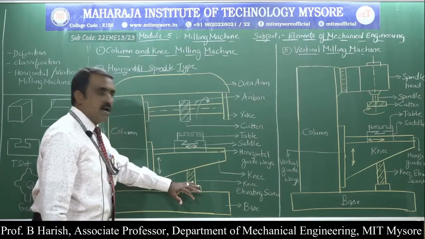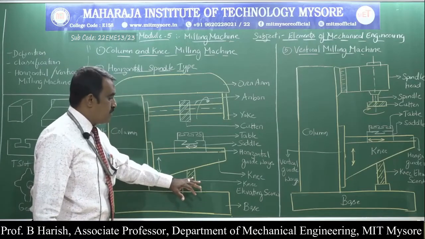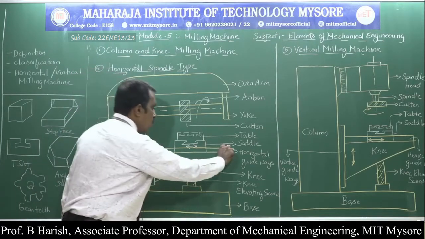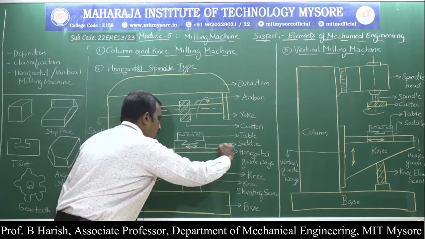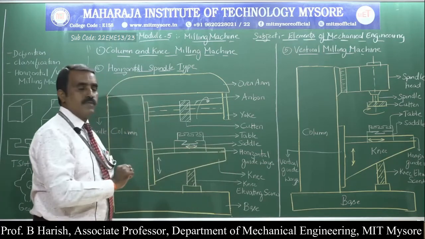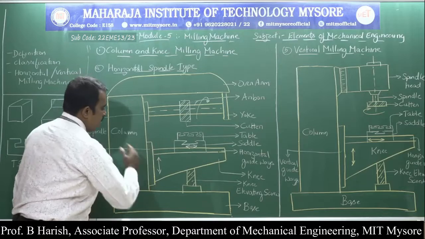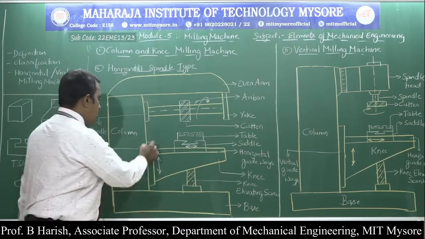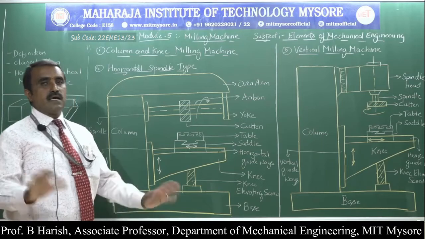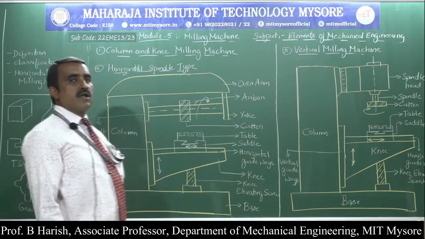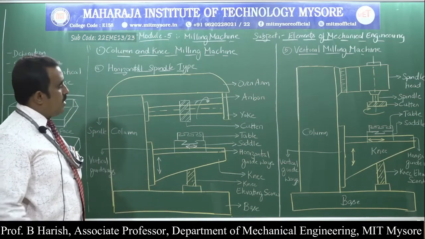And this is the knee elevating screw. Over the knee we have this part that is called the horizontal guideways. And similarly, on the front face of the column we have one more guideway that is called the vertical guideways. See, these are the individual parts of a horizontal milling machine.